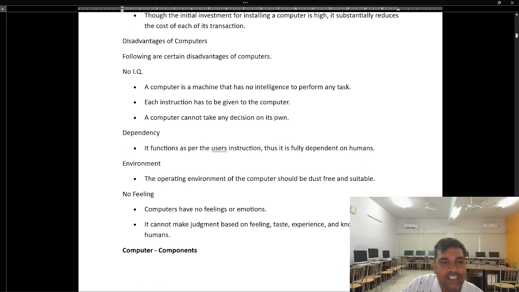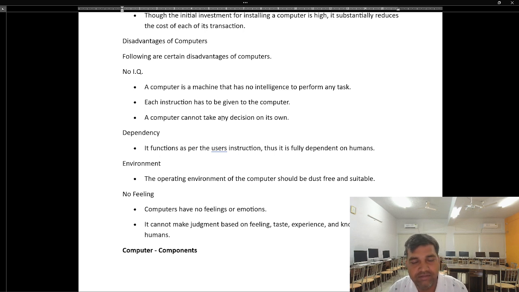Along with the advantages, some disadvantages are also there for a computer. The computer has no intelligence quotient, no IQ. A computer is a machine that has no intelligence to perform any task. But it is not entirely true.